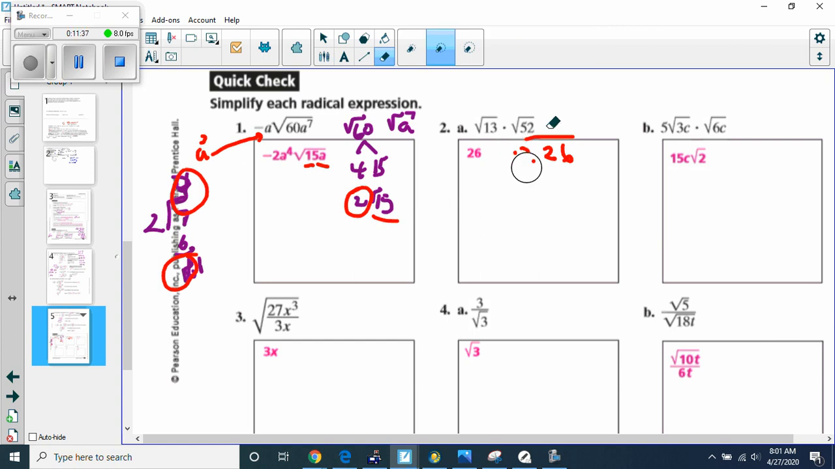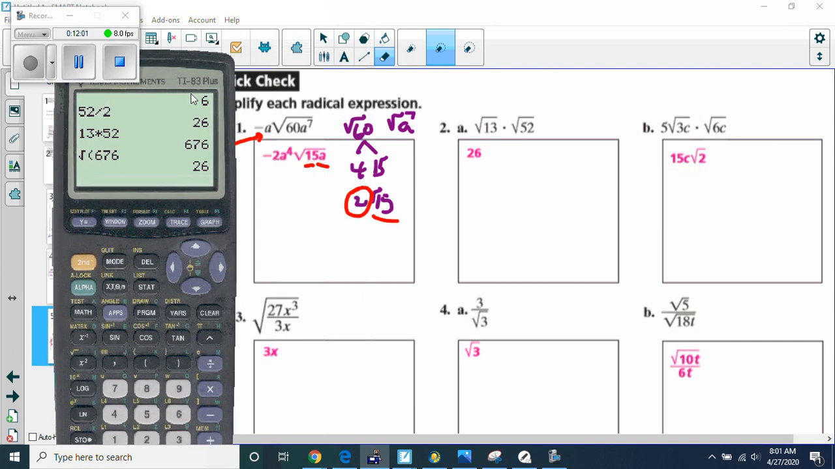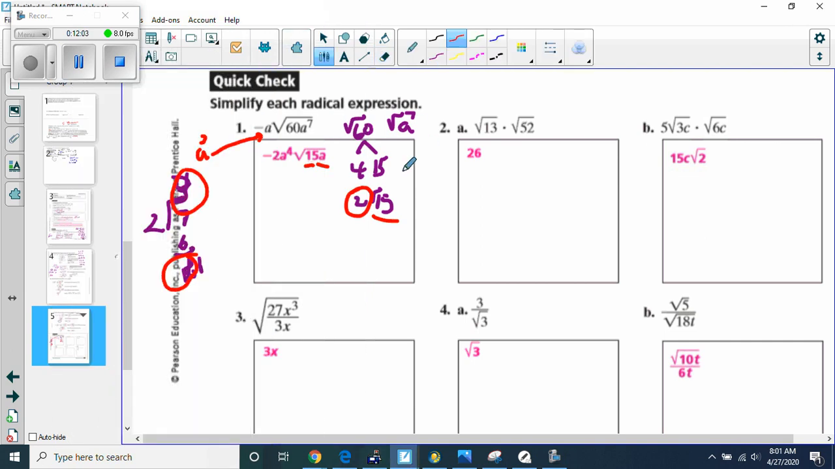So let's try it another way. Let's multiply the 2 together. We're going to go 13 times 52, and that gives us 676. Well, go right ahead and see if it's a perfect square by taking the square root of 676, and it is. So that's where they get 26 as their answer. So it's good to check to see if it's a perfect square right away.